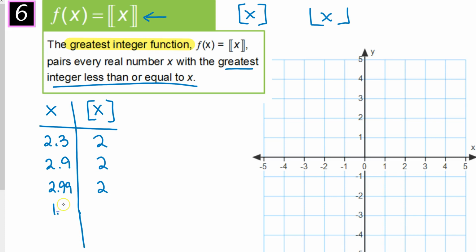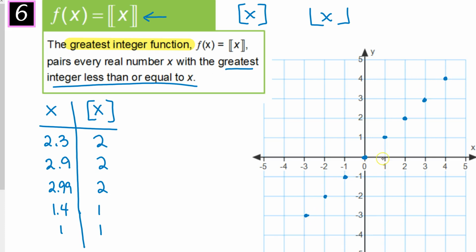If your number was 1.4, it would round down to 1. If your number was 1, it would stay 1. If it's an integer, it stays an integer. So the graph ends up looking like, first of all, every integer maps to itself. So 0, 0, 1, 1, 2, 2, 3, 3, 4, 4, etc.